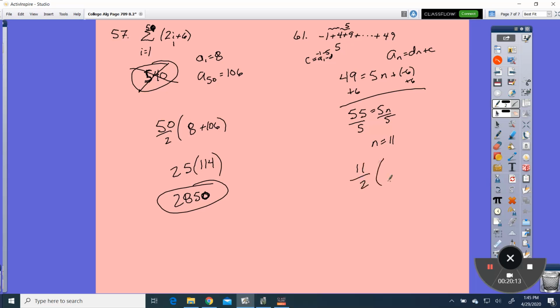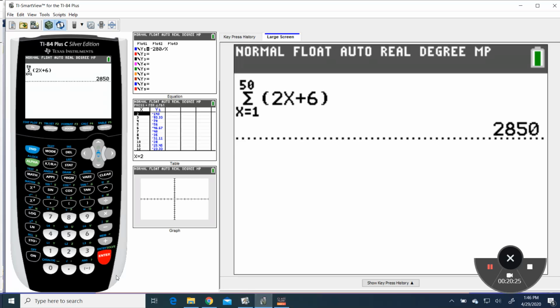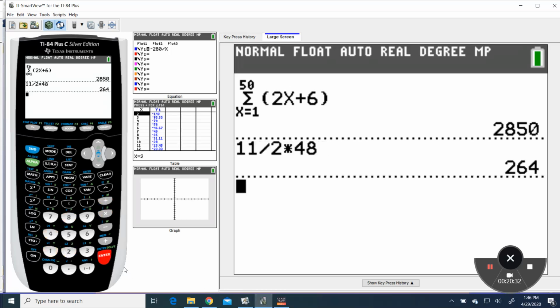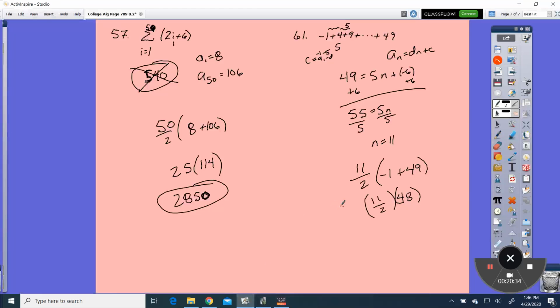So 11 over 2. My first term is -1. My last term is 49. So that makes 48 times 11 halves. So 11 divided by 2 times it by 48. And we get 264. And that is the end of that section. So anyways, that's how you do those problems in different ways.